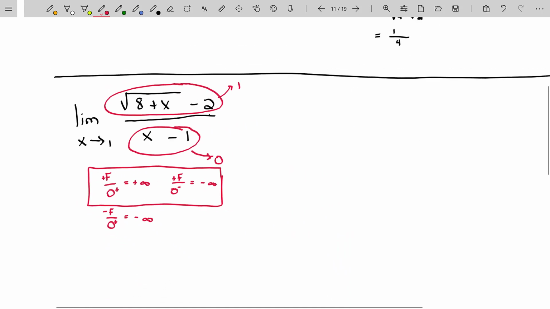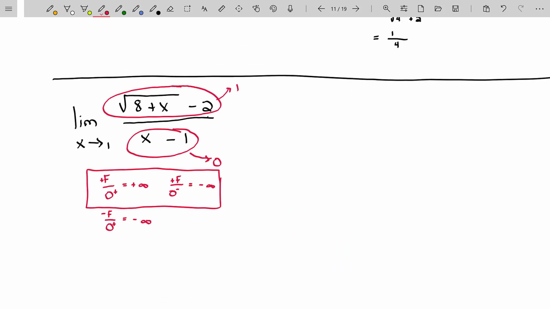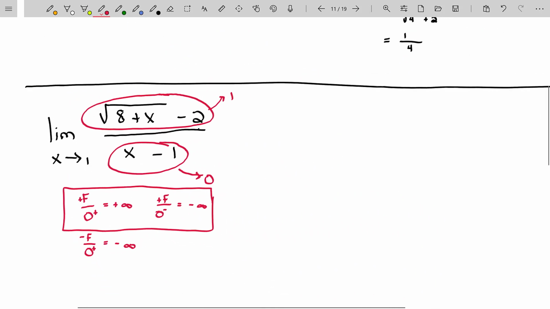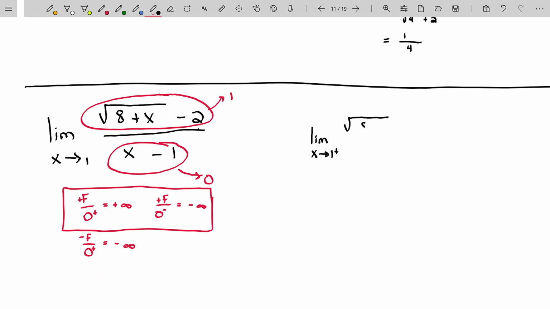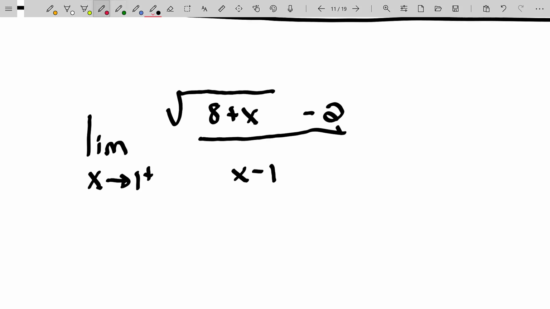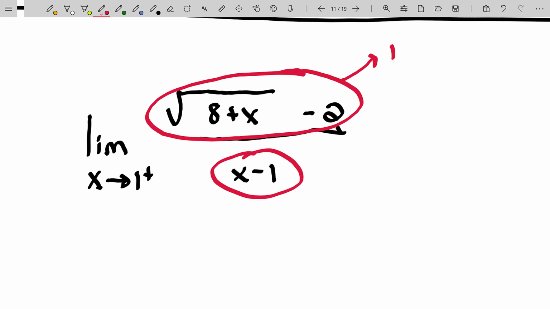Now, that's not how you're going to write that if it were an exam or something like that. You would just see that that is going to be an issue, and you want to justify why your answer is DNE. You're going to say the limit as x approaches 1 from above, of the square root of 8 plus x minus 2 divided by x minus 1 has the following quality. This numerator is approaching 1. The denominator is approaching 0, but from above, and therefore this limit is positive infinity.